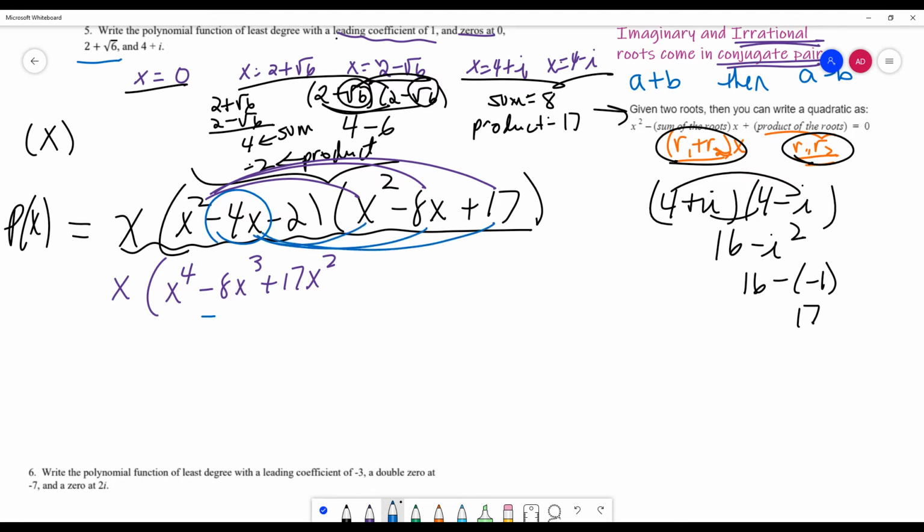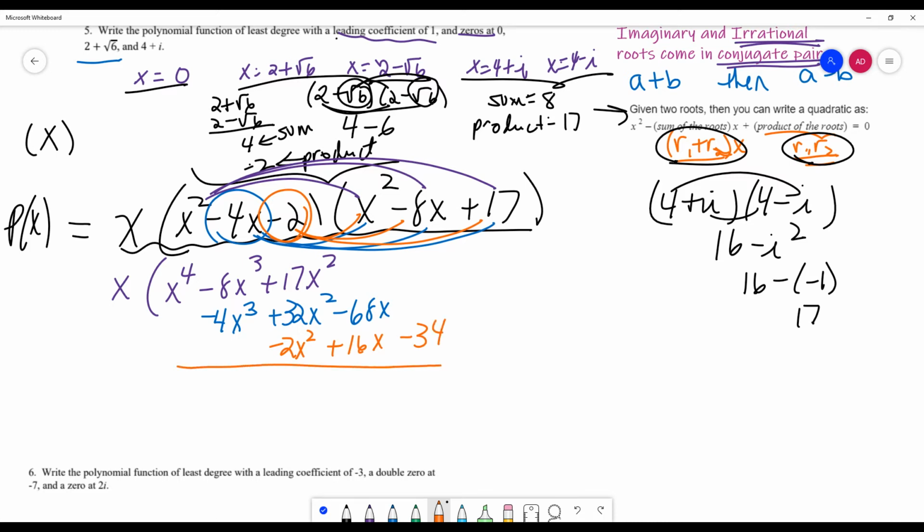That gives me, and I'm going to write it underneath because it's going to make it a little bit easier when I go to combine, 32x squared. And then minus 68x. And then take your last one, negative 2. Distribute, distribute, distribute. Okay, that gives me negative 2x squared, plus 16x, I think, and then minus 34. Okay, now I'm going to add up all these guys.